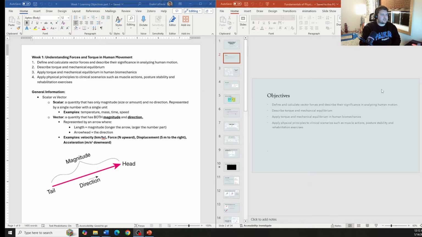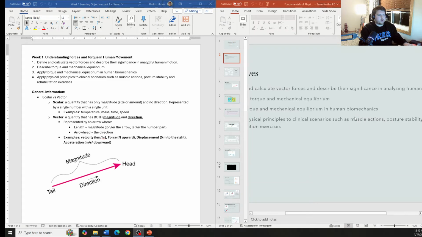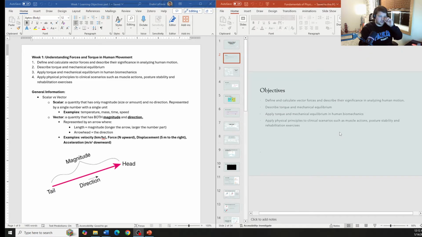So, learning objectives for this week: we're going to look at calculating vector forces and describing their significance. We'll look at torque and mechanical equilibrium, applying torque to human biomechanics, and then also applying the physical principles to different clinical scenarios like muscle actions, posture, stability, and also rehab exercises.